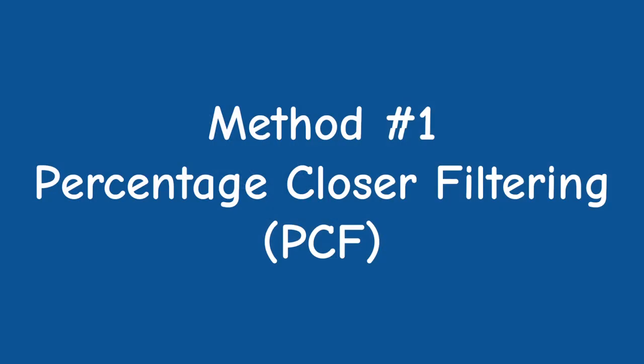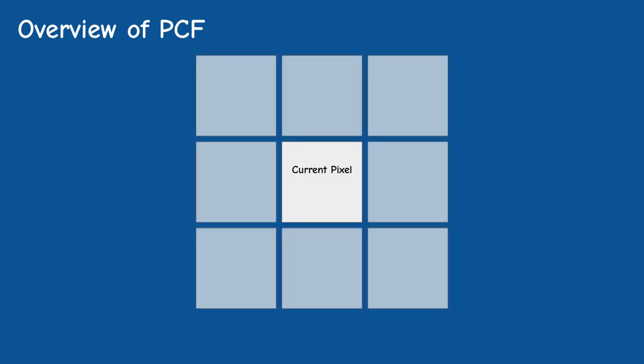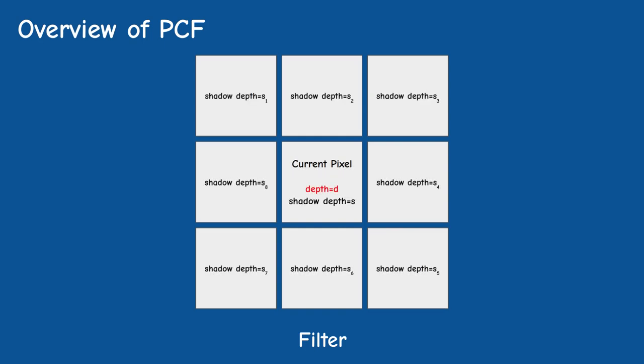The first method is called percentage closer filtering, or PCF. The idea is to define a square of pixels around the current pixel. In the following example, we have a square of 3x3, and the current pixel in this case is exactly in the center. By the way, this square is called a filter. We go over each pixel in the filter and perform the exact same shadow test that we've been doing in the original implementation. This means sampling the depth of the corresponding pixel in the shadow map and comparing it to the depth of the current pixel.